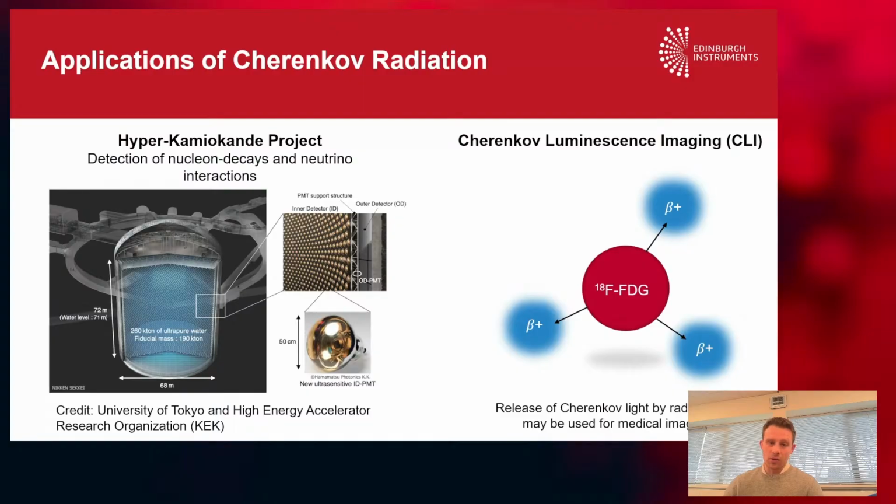You can also use Cherenkov radiation for medical imaging. There's a series of radio tracers that are used for PET and SPECT, and these will emit beta particles. As they pass through water in the human body, these will release light, and this can be used for medical imaging as well.